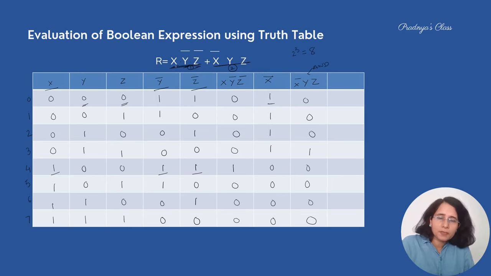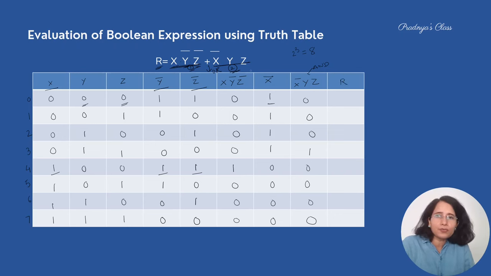Now look at this expression. We have calculated this one term and we have calculated the second term also. In between these two terms, there is an OR operation now. So let's evaluate the whole expression, which is represented by R. So let's write here R.